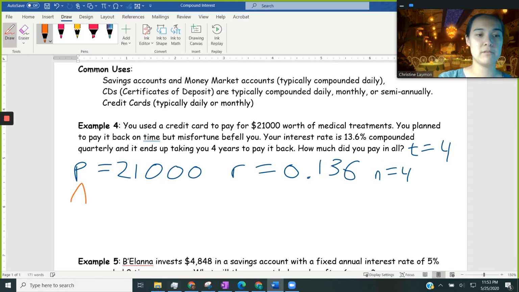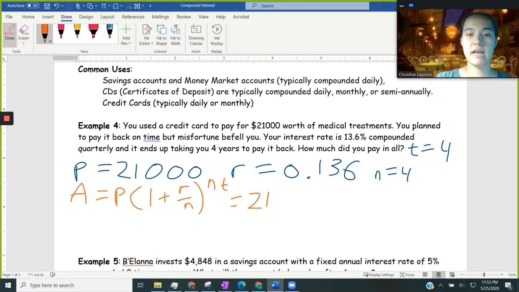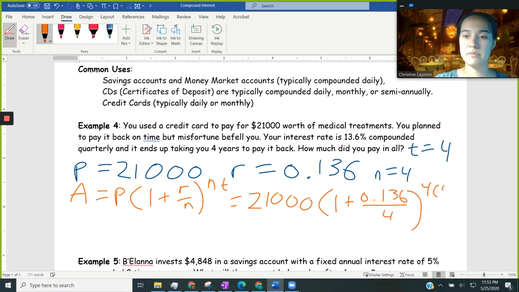So we've been given that A equals, and again I'm going to be using P times 1 plus R over N raised to the NT. Okay, so I have 21,000 times the quantity of 1 plus 0.136 over 4 raised to the 4 power times another 4 up top. So altogether, 21,000, 1 plus 0.136 over 4 raised to the 4 times 4. All right, let's go ahead and type this into the calculator.